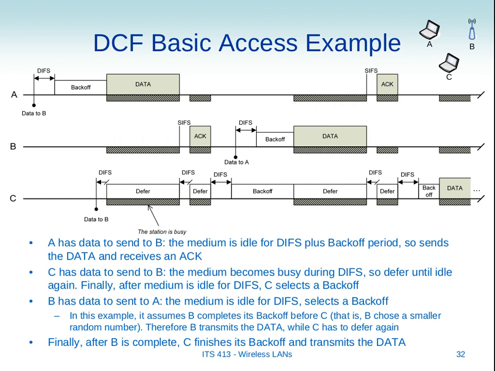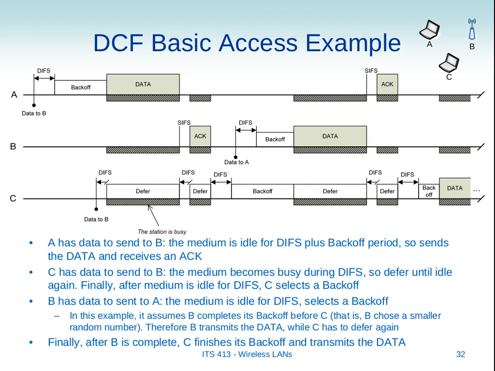So we're going to draw as time increases: Station A, the access point, and station B. As we move to the right, time increases. And let's say that time here is zero. All the times I use in this example are in microseconds, the same units.